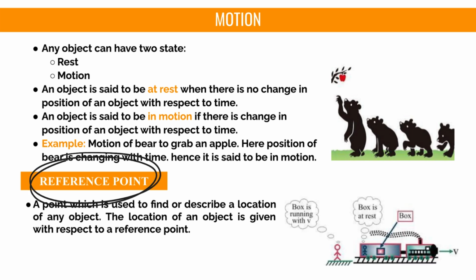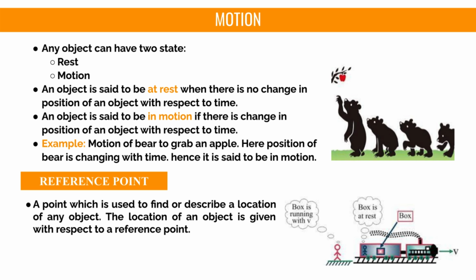Now let's understand something very important called a reference point. A reference point is a point we use to describe the position of an object. We never describe motion or rest by itself. We always describe it with respect to something.